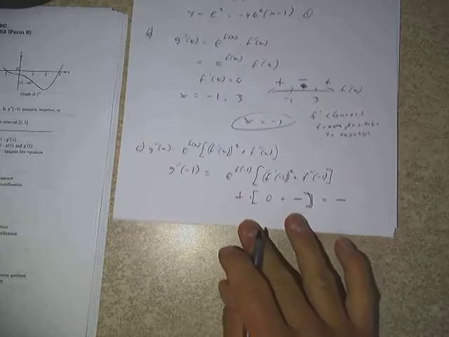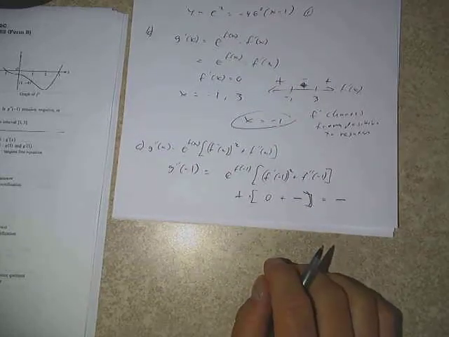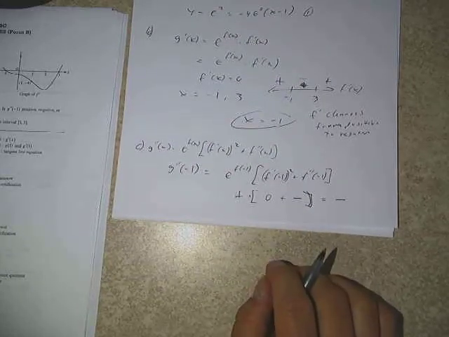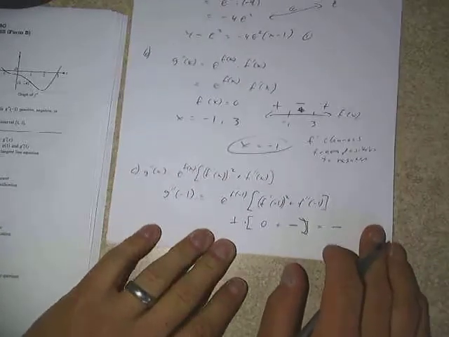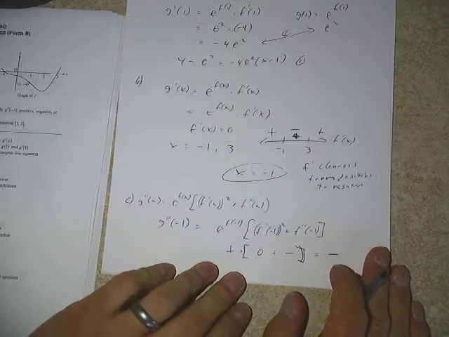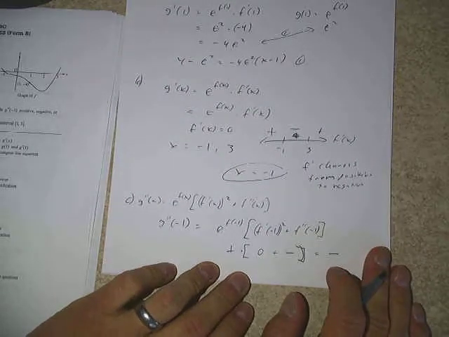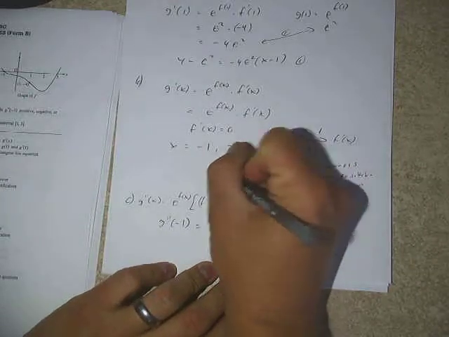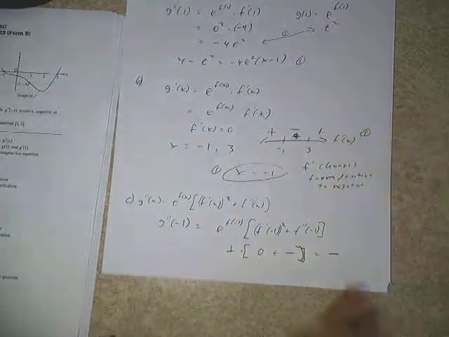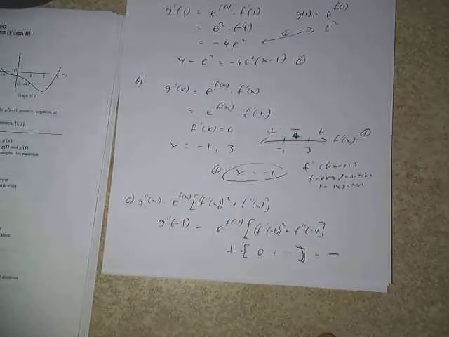And then finally, what about e to the f of -1? We said it earlier, what do we know about e in general? If we raise e to a power, it's always going to be positive, doesn't matter what power it is. So if we have a positive out here times a negative inside, our answer is going to be ultimately negative.